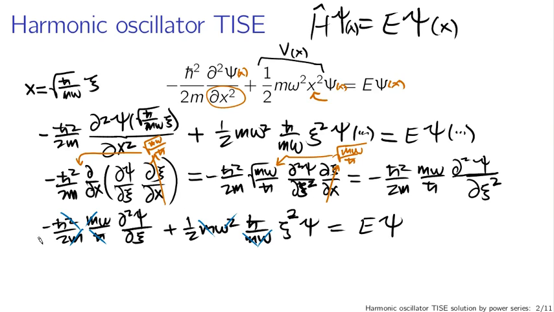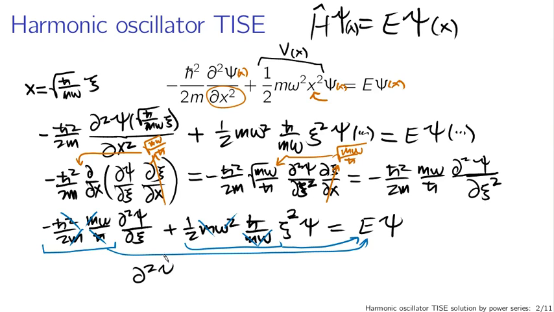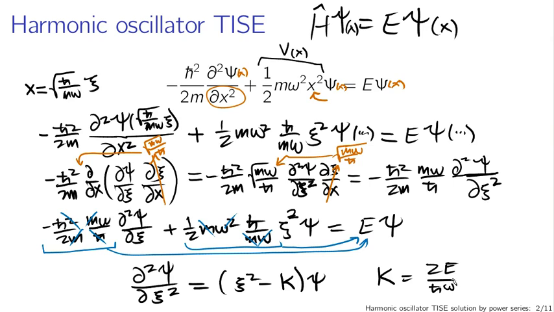What's nice about this is I have h bar omega over 2 here and h bar omega over 2 here. So I have the same constant, and I'm going to factor both of these constants out and move them over with the e to lump all of my constants together. I'm also going to change the ordering of the terms to get my two psi's together and mess with the signs a little bit. But the final equation you get is the second derivative of psi with respect to xi is equal to xi squared minus some constant k, times psi, where k is what we got when we aggregated all these constants together. k is equal to 2e over h bar omega.